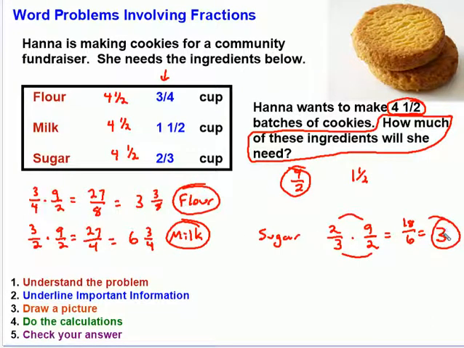And let's just quickly see if that makes sense. 3/4 of a cup. If we multiply that by 4½, does it seem to make sense that we would have almost but not quite 4 cups? Yes, it does. Same thing with both of these, and that is the answer to our problem.